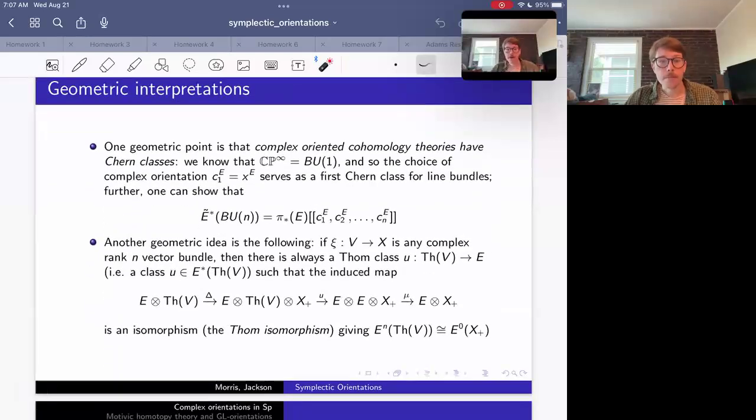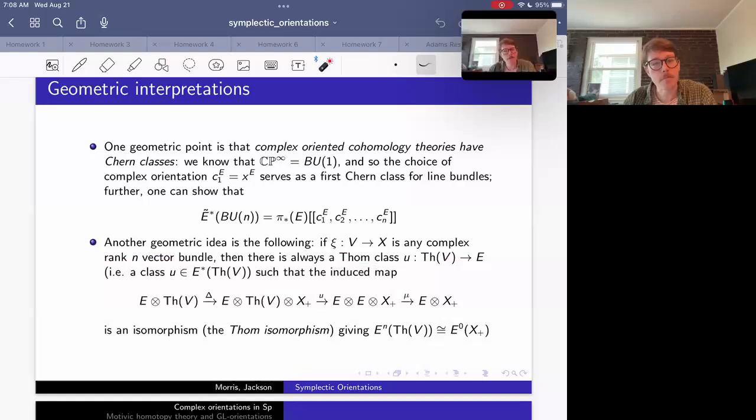And another idea of this thing, and this is equivalent, is if I have any complex vector bundle of rank n, then complex-oriented cohomology theories have Thom classes. So we can witness a Thom isomorphism with these guys. So if I have some complex rank n vector bundle, then I always get a Thom class, right?